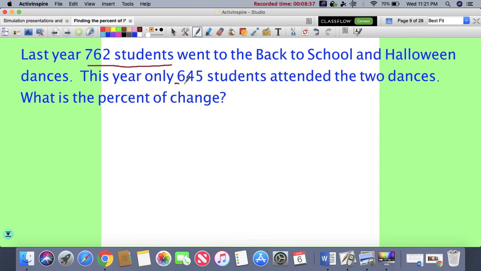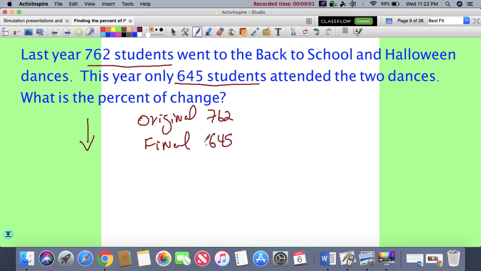Next one. Last year, there were 762 students who went to the back to school and Halloween dances. This year, only 645 students attended the two dances. What's the percent of change? Well, did the number go up or did the number go down? The number went down, right? So what was the original number? The original number, which is last year, is 762. The final number is 645.